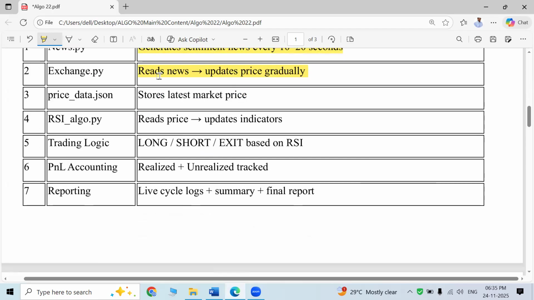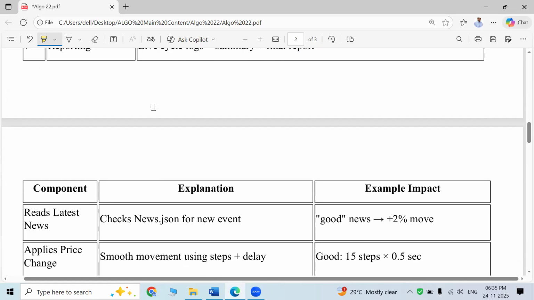Once the price which is changing in the market is stored somewhere, RSI is going to fire the algo. The algo is going to go long, short or exit based on RSI, and we are going to see the realized PNL, unrealized PNL, and the complete summary of what is happening in the actual simulation.